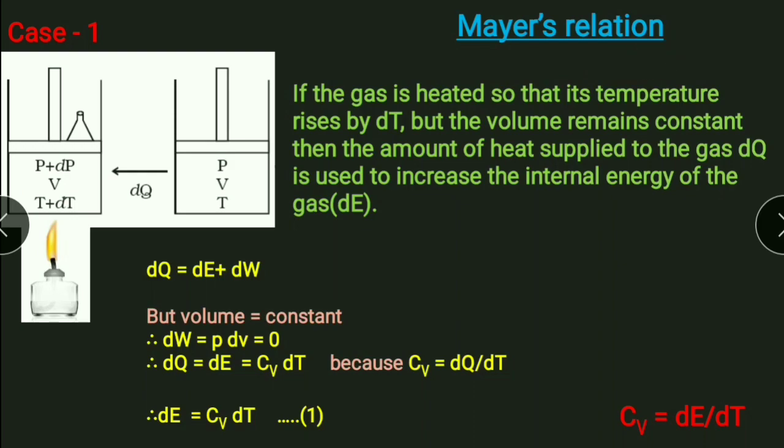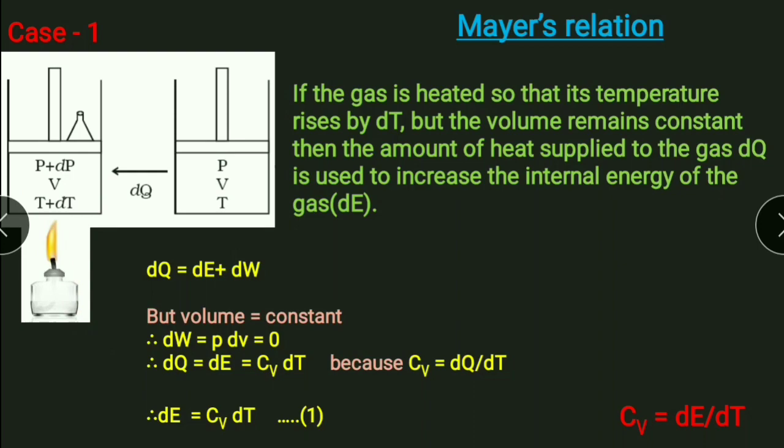In the first case, consider there is a container containing 1 mole of a gas. Suppose initially P is the pressure of the gas, V is the volume of the gas and T is the temperature of the gas. Here keep the piston fixed so that volume remains constant. Now heat this container. If the gas is heated, the temperature of the gas rises.